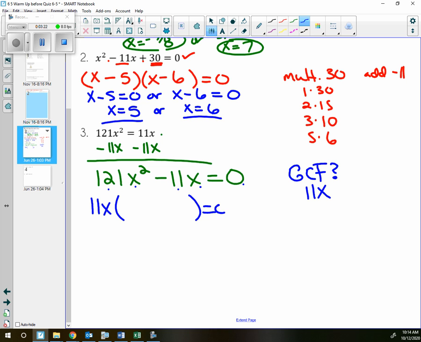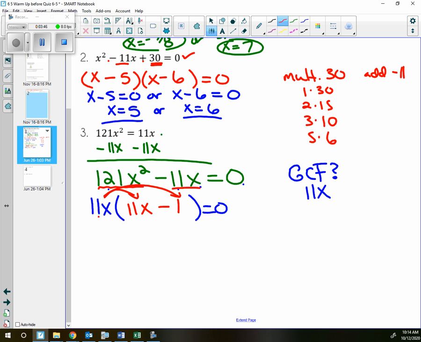All right, what's left inside when we do that? 11x times what would give me 121x squared? Well, that would be 11x, perfect square, so 11 times 11, minus, this is the tricky one that people forget, 11x times what would give me 11x? So 11x times what? Well, to get the same number back, remember you have to multiply by what? 1. Don't forget that placeholder, though.